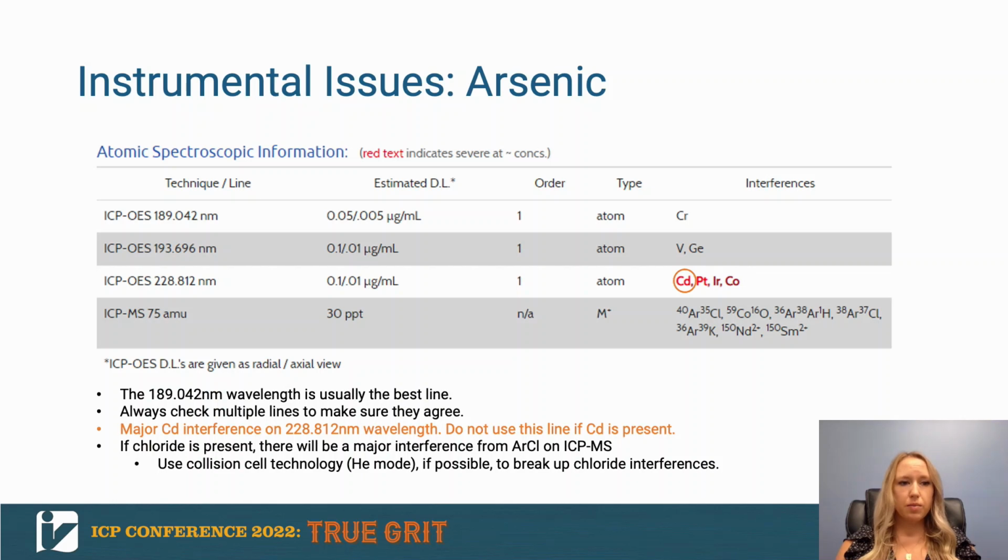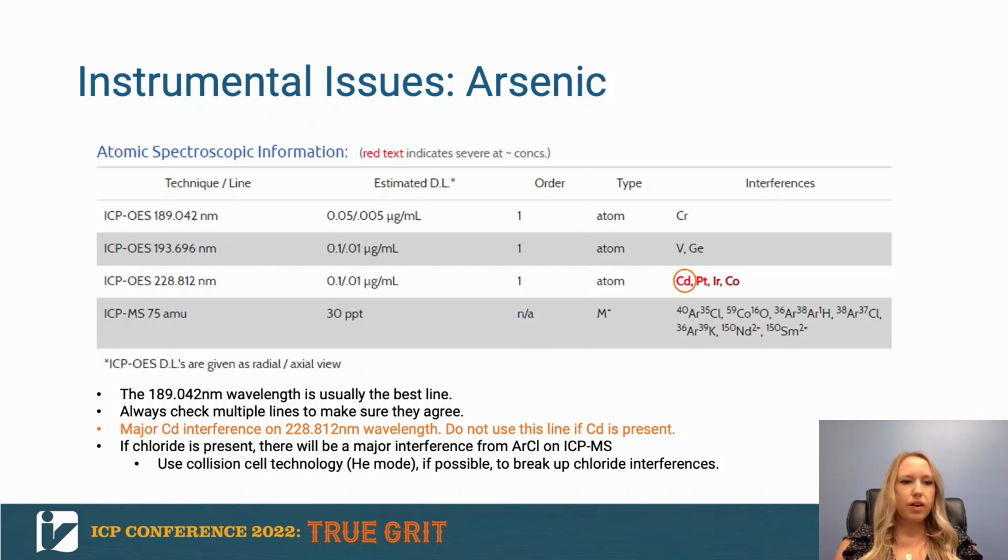This table gives some recommendations on the wavelengths to look at for arsenic on both ICP-OES and ICP-mass spec. Generally, we recommend looking at the 189 wavelength on ICP-OES because this is going to be the most sensitive line. However, there is a chromium interference, so you want to make sure to check multiple wavelengths whenever possible to make sure that you're not seeing an interference at one line versus the other.